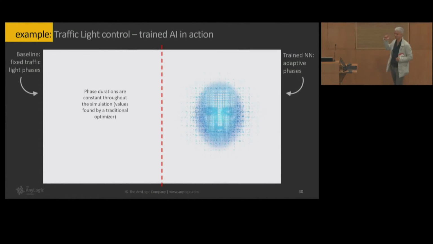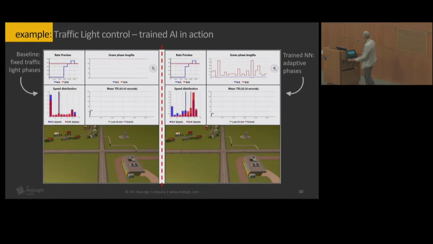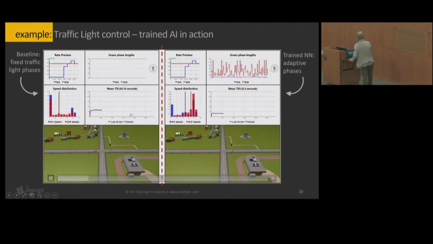So you will see 2 videos right now. Here on the left, you will see the simulation of that intersection with some constant values for phases received by applying a traditional optimizer. So there on the left, in terms of traffic light, nothing will change over time. On the right, you will see adaptive policy implemented by trained AI. Okay. So where to look? This is mean time in system. This is our main KPI we're trying to compare.